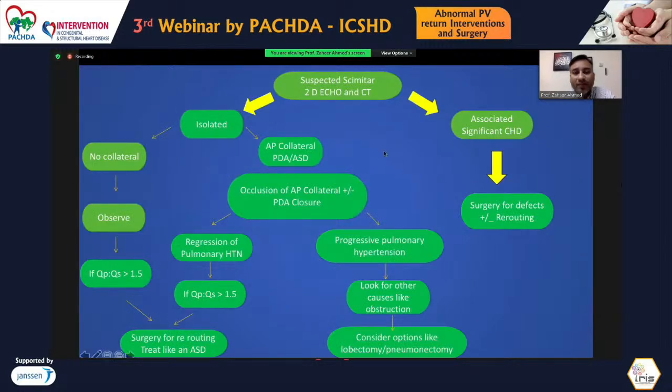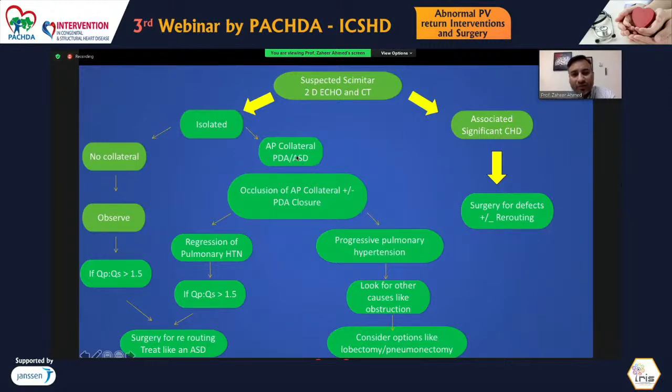So I would just like to concentrate on this slide a little bit more. That's how I think we should be dealing with these patients. Any suspected patient of scimitar, we should do a 2D echo and CT to confirm the diagnosis. CT can tell us if there are any significant aortopulmonary collaterals or not. Then if they are isolated scimitars with no collaterals, we can just observe them, and later on in their life, if their QP:QS is more than 1.5, you can always think about surgery for rerouting.